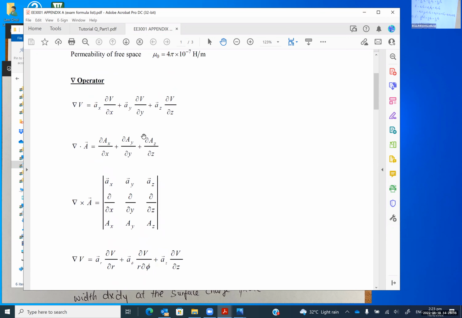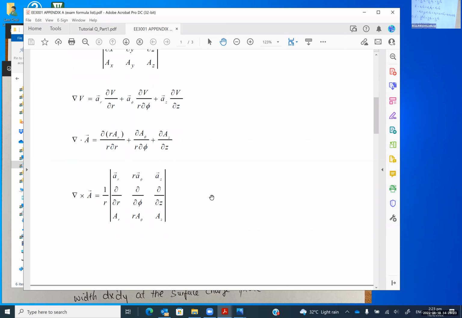You can see in your exam appendix, all those three equations up here are Cartesian. The same three for cylindrical are down here. These three are the same equations, but for cylindrical coordinates. So in short, no need to memorize. Just always refer back to your exam appendix when you practice, so that you know how to use it properly.